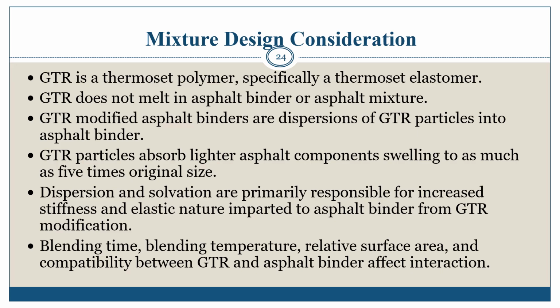GTR particles absorb lighter asphalt components, swelling the GTR particles to as much as 5 times their original size. Dispersion and solvation are primarily responsible for the increased stiffness and elastic nature imparted to the asphalt. So it's this that gives the asphalt the elastomeric, or rubbery, nature that it gets from the GTR modifier. Blending time, temperature, relative surface area, and GTR asphalt binder compatibility affect these interactions. So that's what determines the performance of the GTR modified binder or GTR modified mixture.